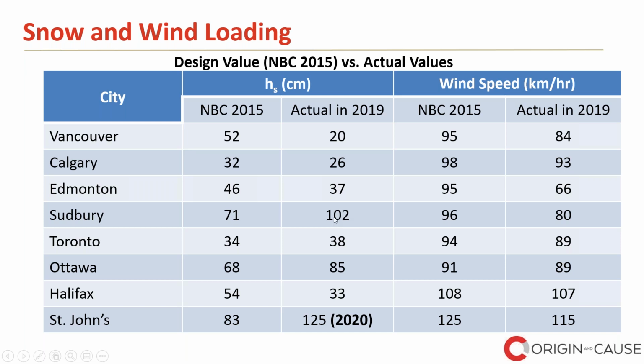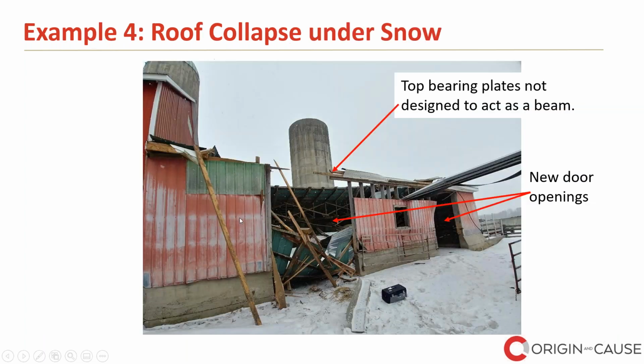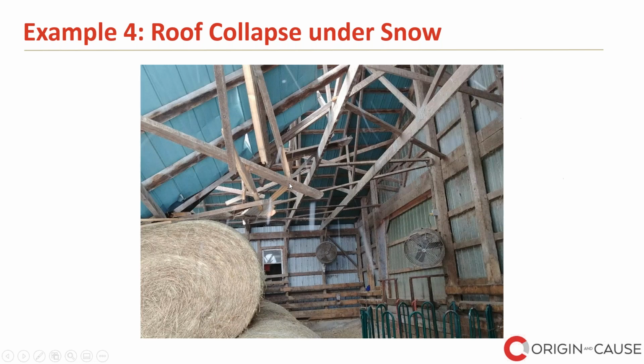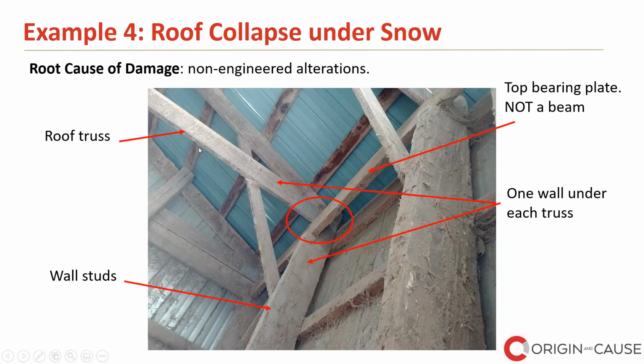The reason is this 102 is within the 1.5 times 71, which is about 106 centimeters. Now, for example, this was a barn. The roof collapsed after a snow season. We inspected the structure. You can see the trusses are coming and sitting on wall studs.